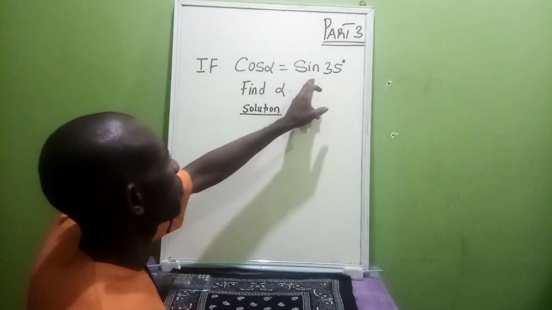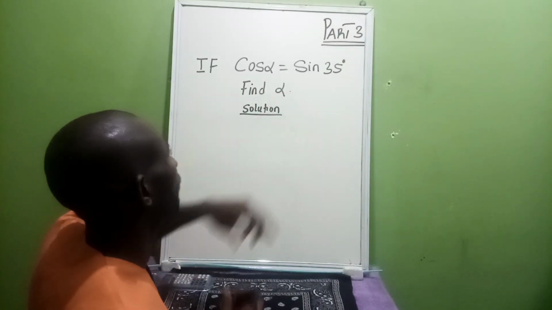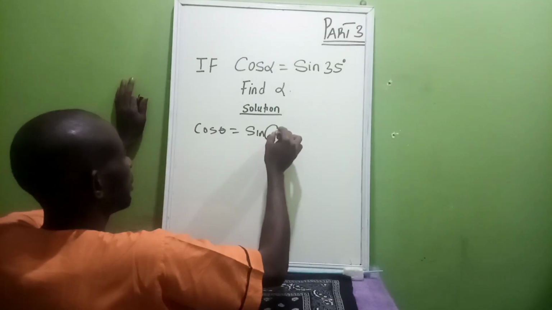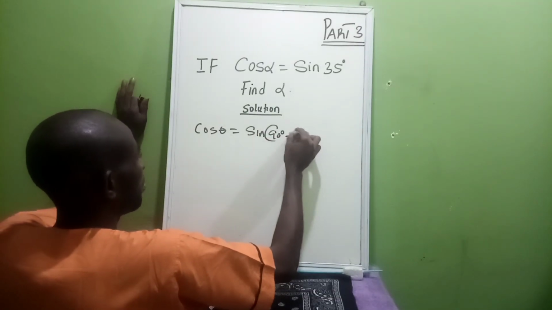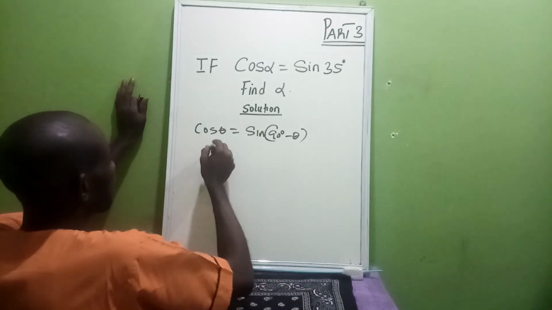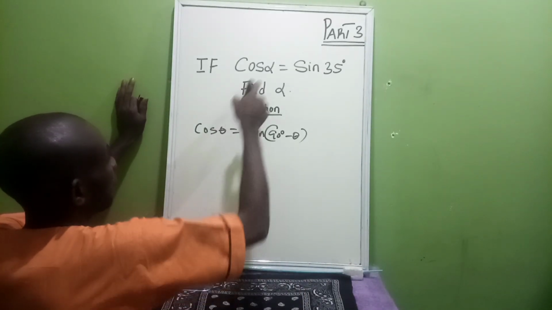cos alpha is equal to sin 35. Find alpha. You should recall that cos theta is equal to sin of 90 degrees minus theta. In this case, we are going to replace our theta here with alpha.